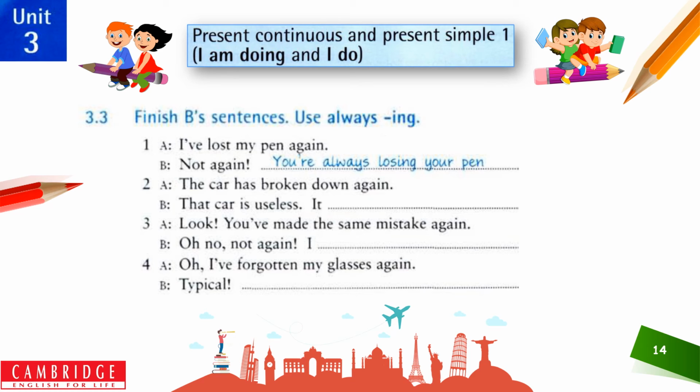Students, here we come. That is 3.3. Finish B sentences. Use always plus verb plus ing. For example, I lost my pen again. Not again. You're always losing your pen. Okay. Previously we have learned what is the difference between I always do and I am always doing. So here we are learning the usage of I am always doing. Okay, so accordingly you need to understand and write it.